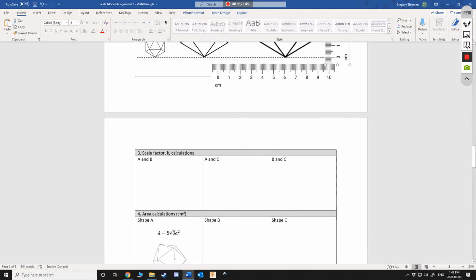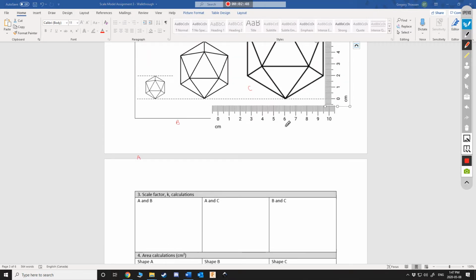Now if I scroll down, this first one had a length of 2 centimeters, this next one was 5 centimeters, and the last one was 8 centimeters. So from A to B, my scale factor is just a ratio of those lengths. K is equal to the size of B, which is 5 centimeters, divided by the size of our smaller one, which is 2 centimeters. So we get a scale factor of 5 divided by 2, that's 2.5.